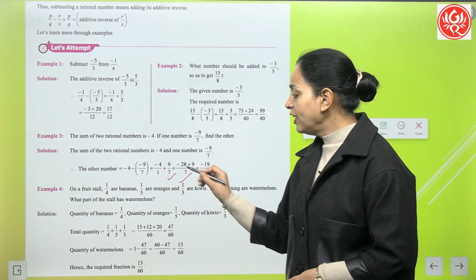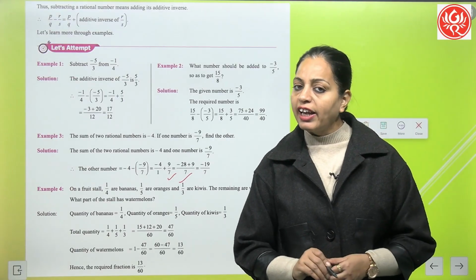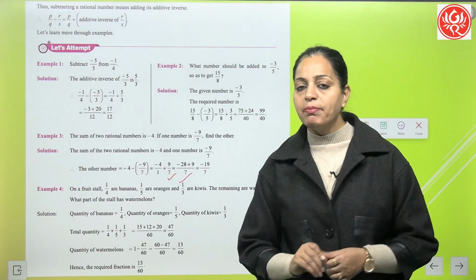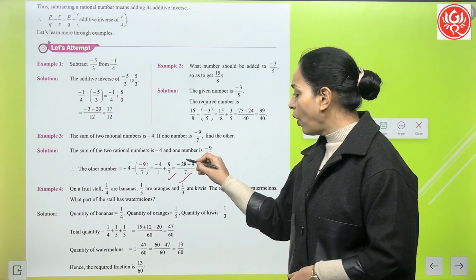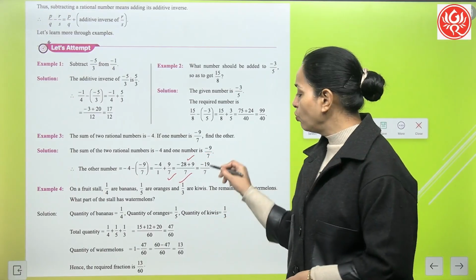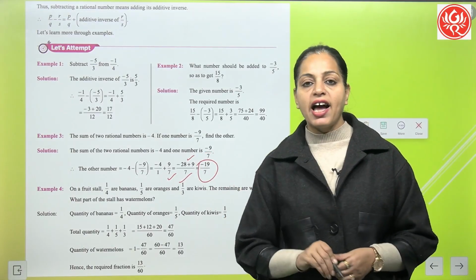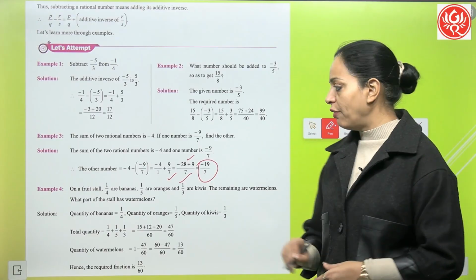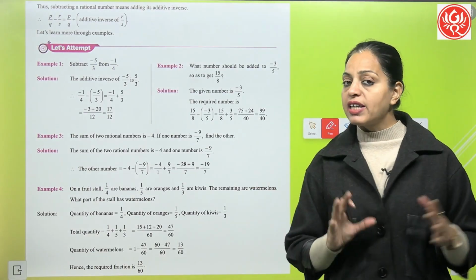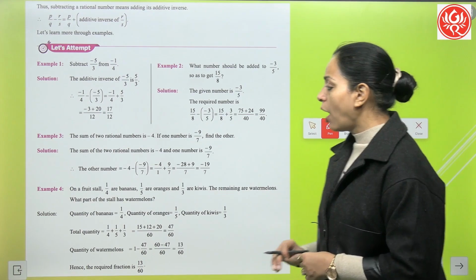So now add these two. These are unlike fractions. Take the LCM. LCM is 7. Now add the numerators. So what are we getting? Minus 19 upon 7. Right? I hope these are clear to you. Now come to example 4.